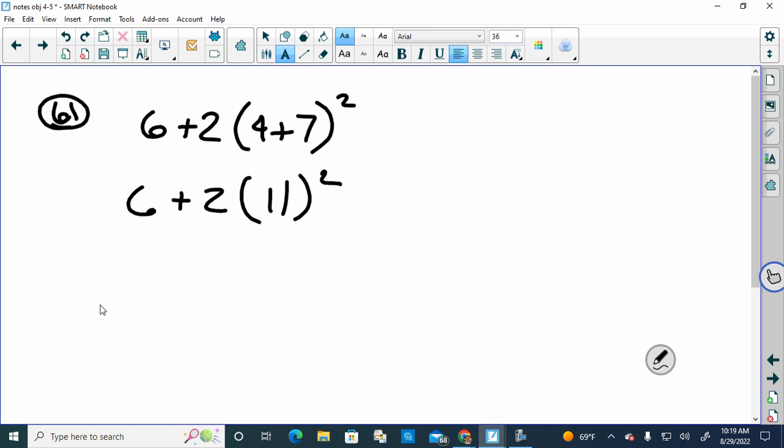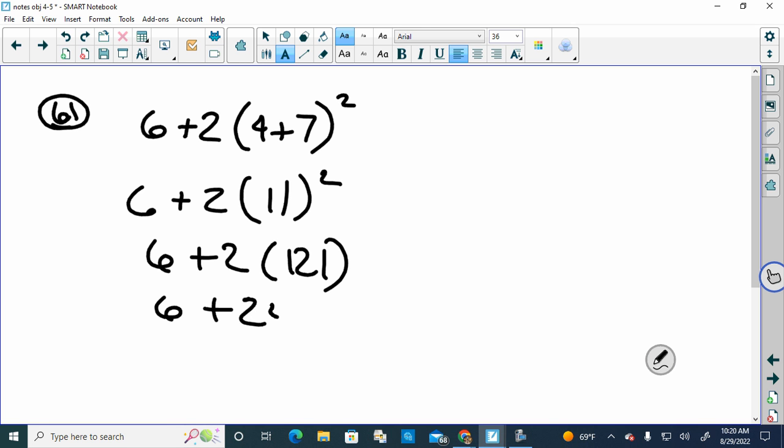Okay, parentheses done. Now we go to exponent. We're going to take 11 to the second power. It's not 11 times 2, it's 11 times 11. Now we're done with parentheses, we're done with exponents. Now we go to multiplication. So 121 times the 2. You should have got 242. And then adding your 6, you get 248.